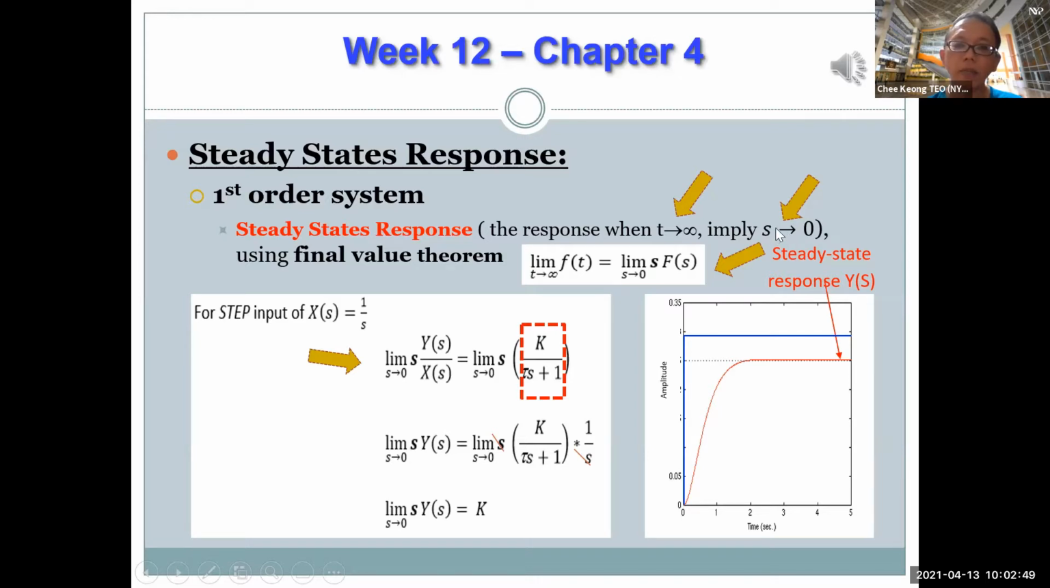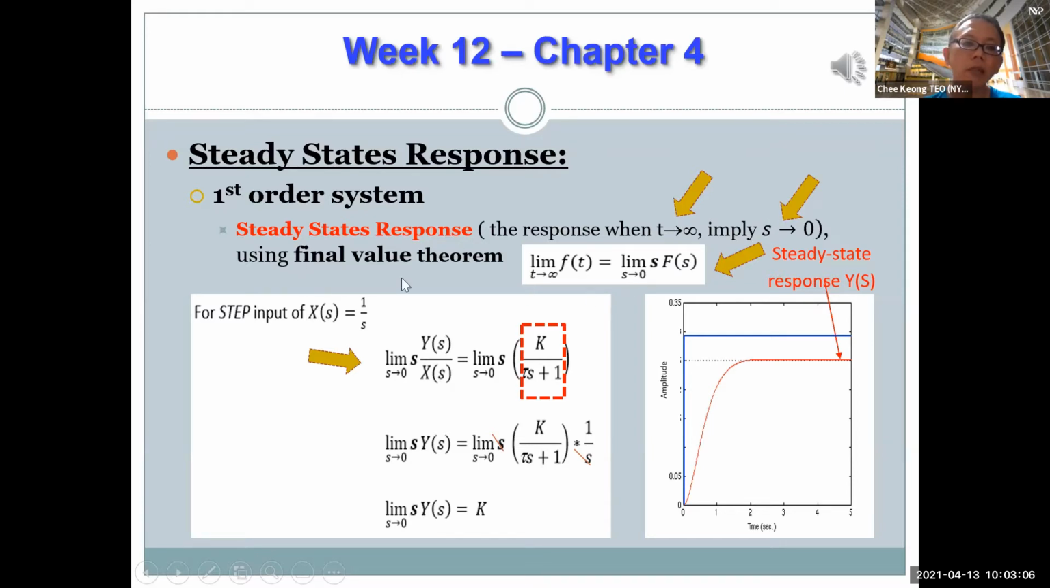S is actually j omega, which is j 2 pi f. Now, if f approaches infinity, then s would also approach infinity, right? So it's straightforward. Therefore, we have actually been working in the time domain and the Laplace domain.